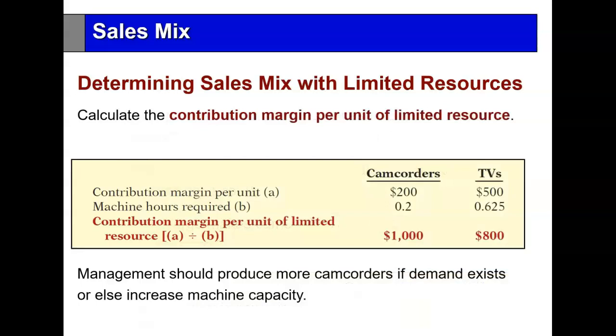And anytime you have a constraint, you look to maximize the contribution margin per the constraint. In this case, the constraint is limited resources. So back to our example. Contribution margin per unit, camcorders 200. However, if I look at the contribution margin per unit for camcorders per the constraint, that is an hour, I can produce 5 camcorders in an hour because it takes only 0.2 of an hour to do it. So the total contribution margin in 1 hour for camcorders is 1,000. For televisions, I can only get a contribution margin of 800 by multiplying the 500 times the 0.625 of an hour. So I can only do about 1.5 televisions.